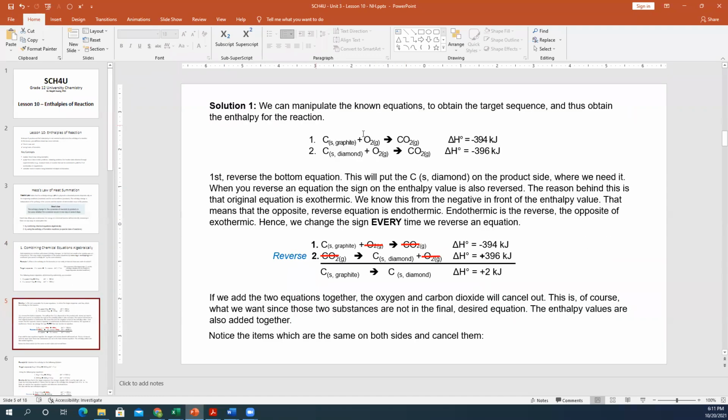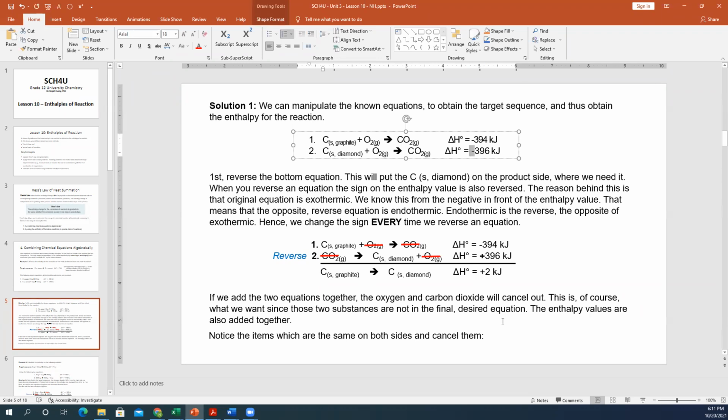So this first equation already has graphite on the left side, on the reactant side. So we keep it that way. Now we want diamond to be on the right side, on the product side. So if we take this equation and flip it around, reverse it, so that we've got CO2 going to diamond and O2. And by doing that, we will also have to change this negative sign to a positive sign here.